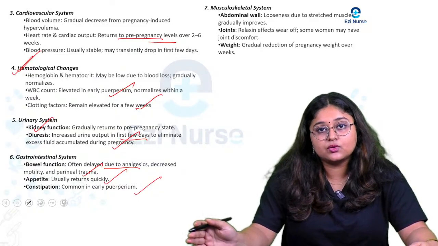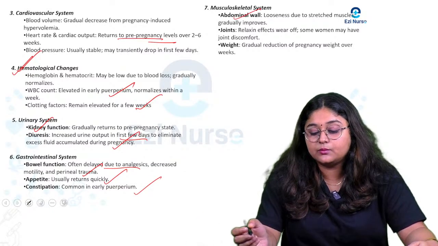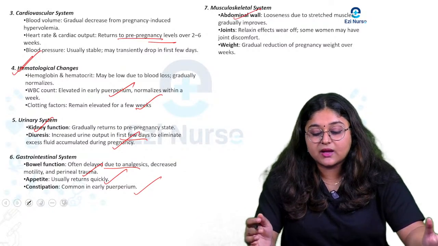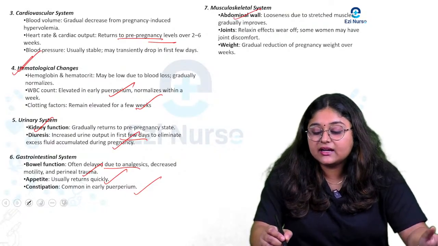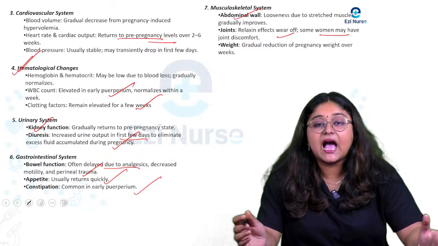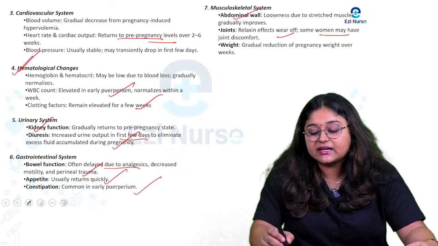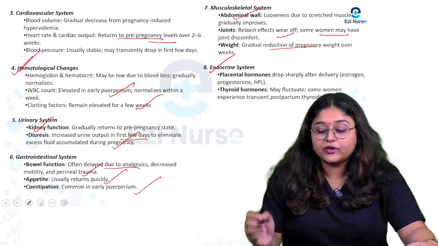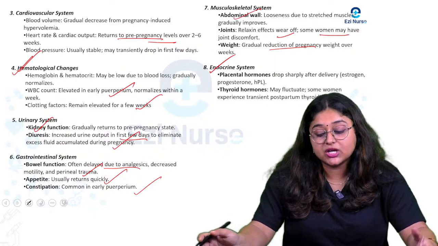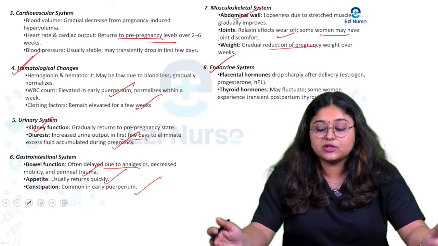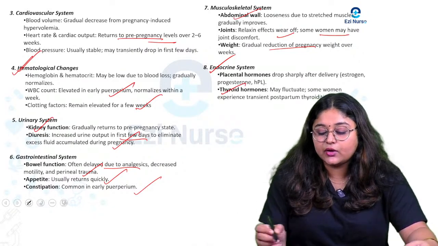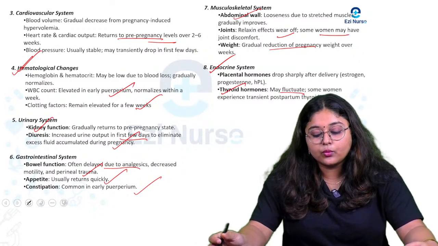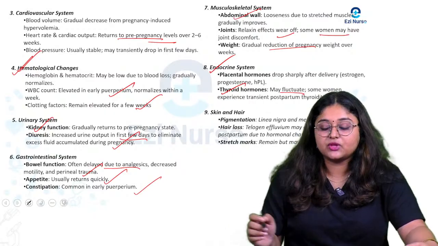Now come to the musculoskeletal system. The abdominal wall is loosened due to stretched muscles, and gradually improves. Joints have a relaxing effect, so some women may have joint discomfort, and weight gradually reduces after pregnancy. Now come to the endocrine system. First, placental hormones drop sharply after delivery, like estrogen, progesterone and HPL. Next, thyroid hormone may fluctuate, and some women experience transient postpartum thyroiditis.